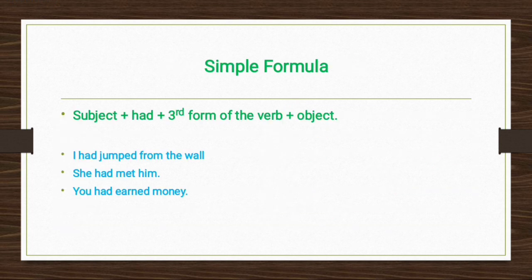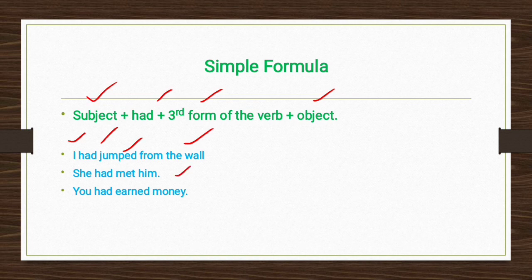Simple formula of past perfect tense. Subject, had, third form of the verb plus object. Had is helping verb. Like I had jumped from the wall. I is what? Subject. Had is helping verb. Jumped is third form of the verb because we are talking about past perfect tense, so we have to use third form of the verb. And from the wall is object.